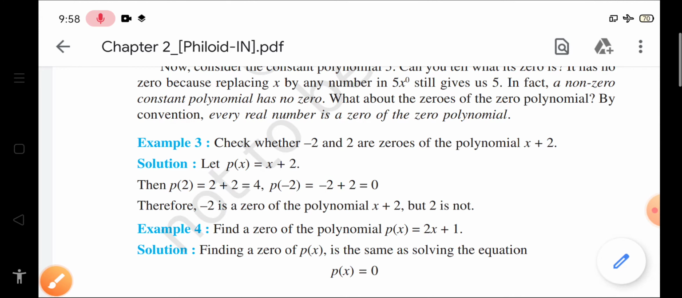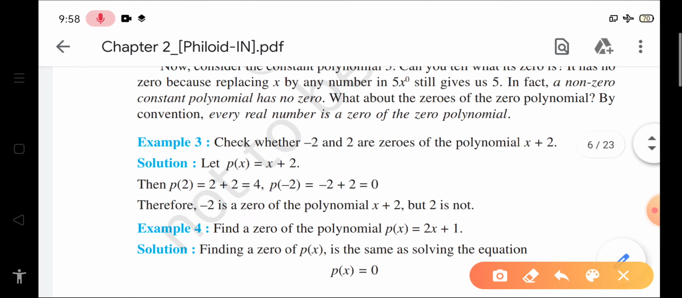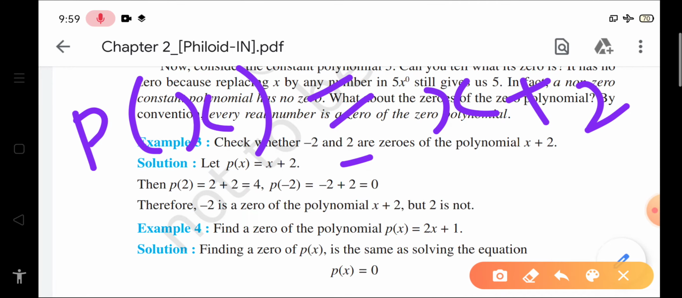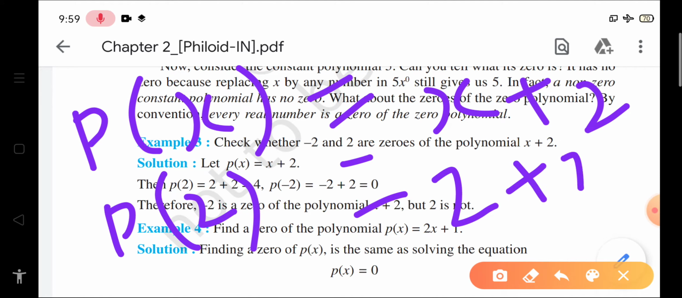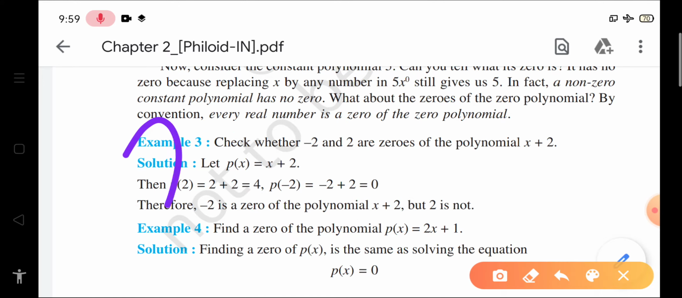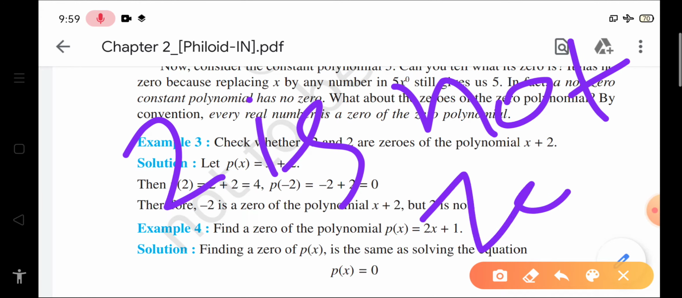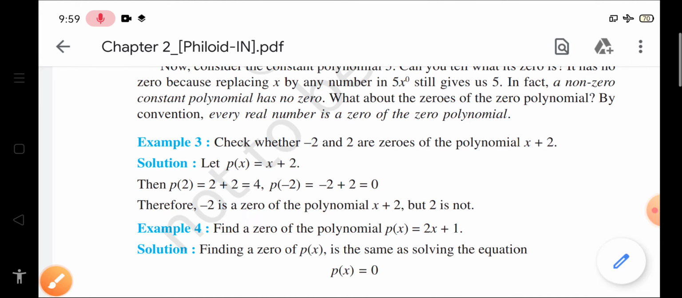The next is for 2, you have to check. So you will write down p(x) is equal to x plus 2, and here you will put 2, and it is equal to 2 plus 2, and you will see that it is not equal to 0. So you will write down that 2 is not the zero of the polynomial.